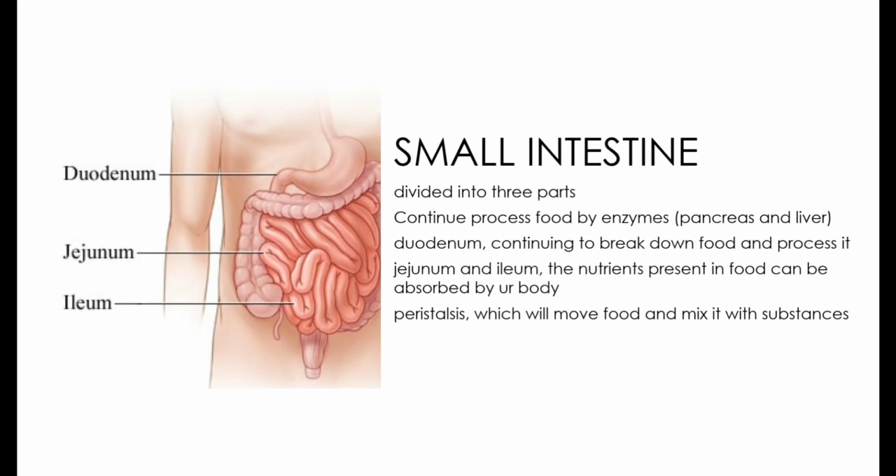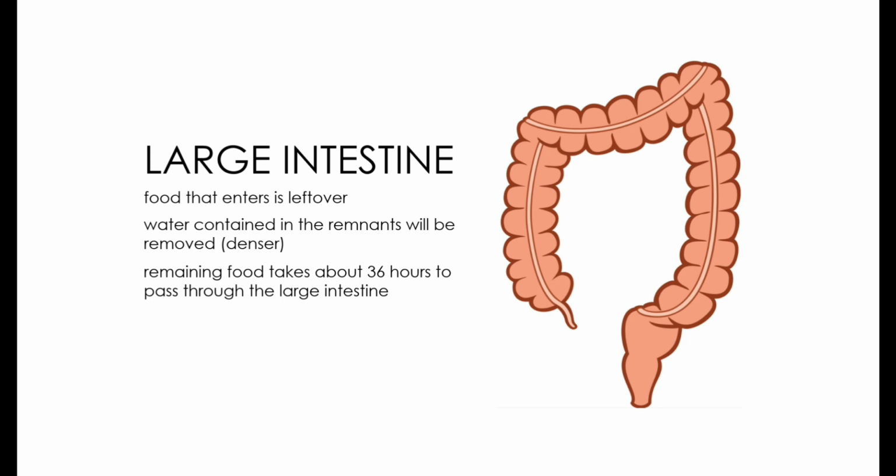Small intestine. The small intestine is divided into three parts, namely the duodenum, jejunum, and ileum. The organ will continue to process the food using enzymes produced by the pancreas and liver. The duodenum is tasked with continuing to break down food and process it. Meanwhile, the jejunum and ileum play a role so that the nutrients present in food can be absorbed by the body. There's also peristalsis in the small intestine, which will move food and mix it with substances released by other human digestive organs. And then the large intestine.